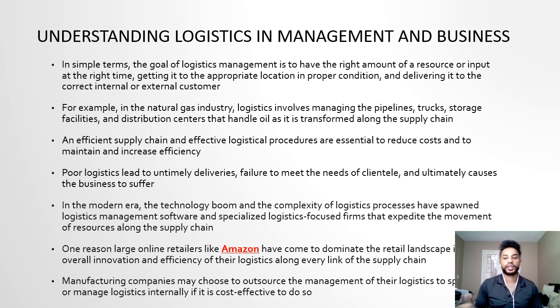For example, Amazon, guys. Amazon is literally the best company in the world, I think. Their logistics, the way they handle things, handle customers, it just is the top. I've never seen anything like it. Overall innovation and efficiency of logistics along with every link of the supply chain. So basically, Amazon just dominates retail because their logistics is so good. They got robots, they got people on the clock around the clock, delivering to the clients. It's ridiculous.